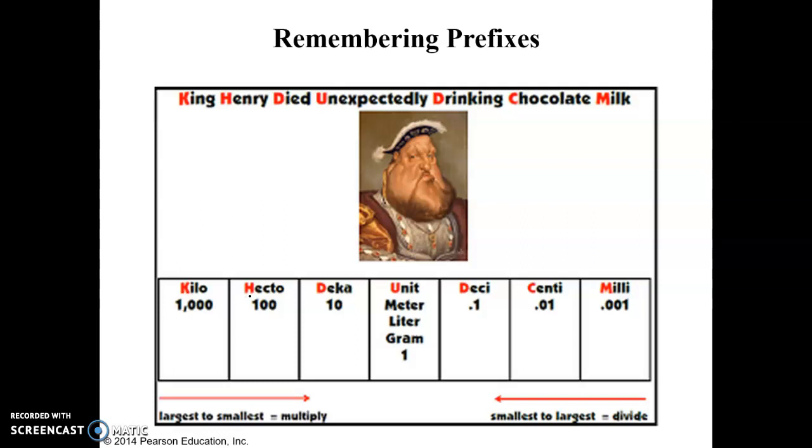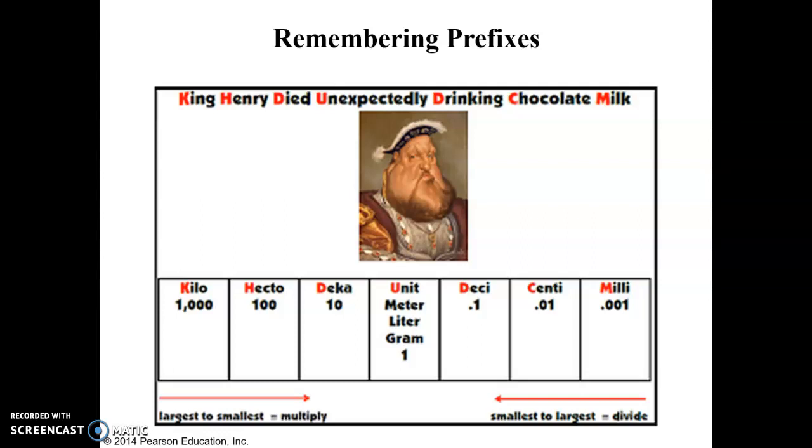K for kilo, H for hecto, D for deca. U is the unit, meter, liter, or gram for length, volume, and mass. And then we have deci, centi, milli: tenth, hundredth, and thousandth. So that's a commonly known one.